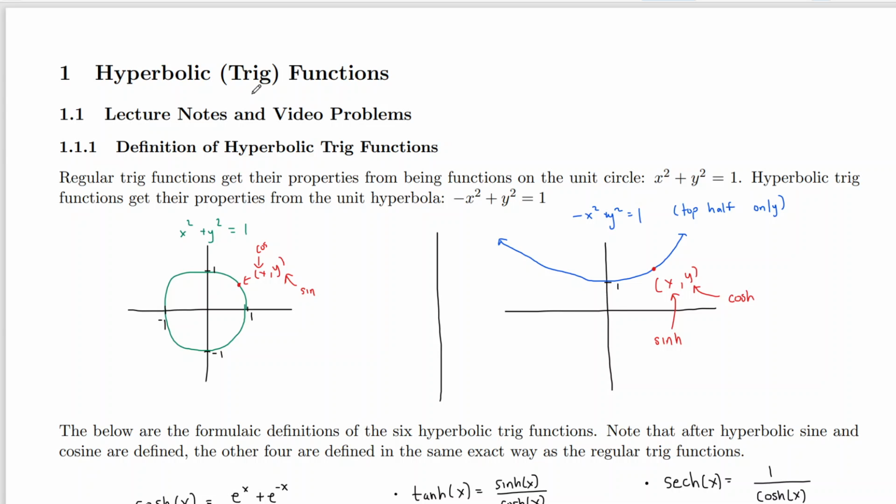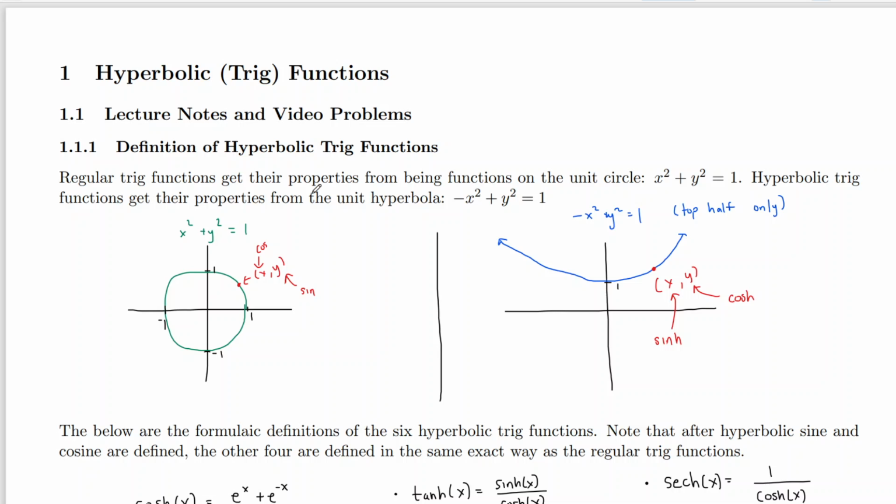I have trig written in parentheses because even though they have the names of trig functions, they're usually just called the hyperbolic functions. But their properties are so similar to trig functions that even the way they're named is after trig functions. So they are called hyperbolic trig functions, but if you hear me say just hyperbolic functions, it means the same thing. All right, so we'll start with the definition, and then we'll talk about actually evaluating these hyperbolic trig functions, and then we'll finish up by talking about the derivative formulas for the hyperbolic trig functions and actually using them.